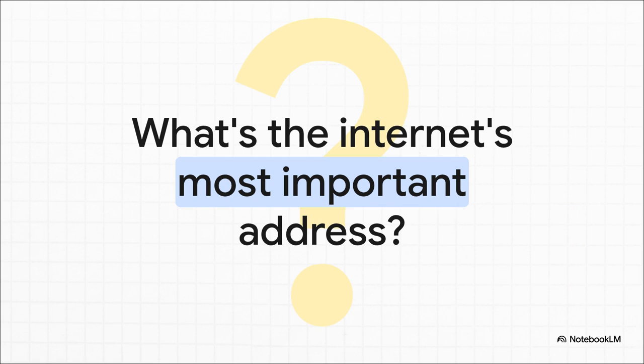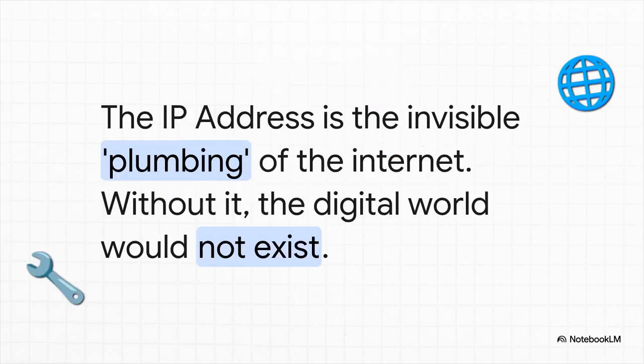So think about it for a second. You've got your email address, your home address, your favorite website, but what's the one address that's the most important for making the whole internet actually, well, work? Yep, you guessed it. It's the IP address. And you can think of it like the invisible plumbing of the digital world. You don't see it, right? But without it, nothing, and I mean nothing, flows. If you really want to get how the internet works, you've got to start right here.